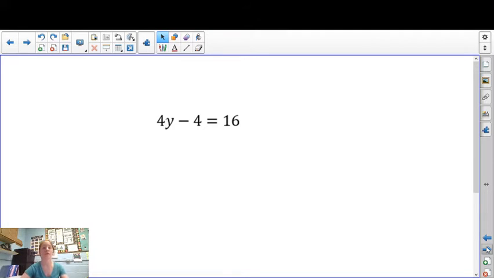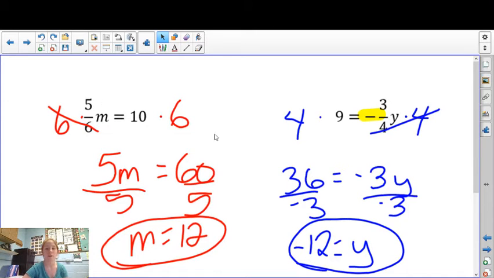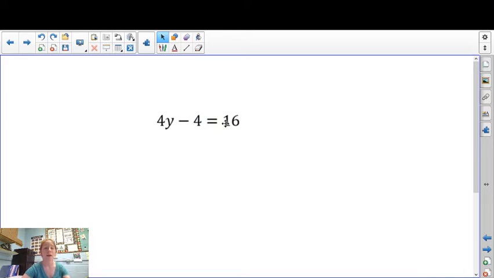Now we're moving on to our 2 steps that cause a little bit more. It's still only 2 steps, but I have more than just one thing going on. Last time I had multiplication and division at the same time. Easy peasy lemon squeezy. Now I have multiplication and subtraction. So typically, I'm going to scoot this down a little bit.